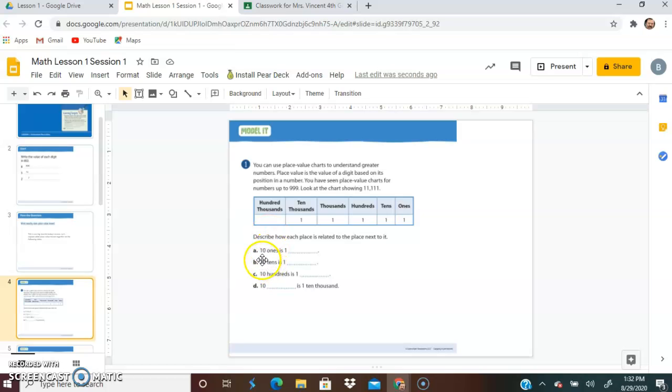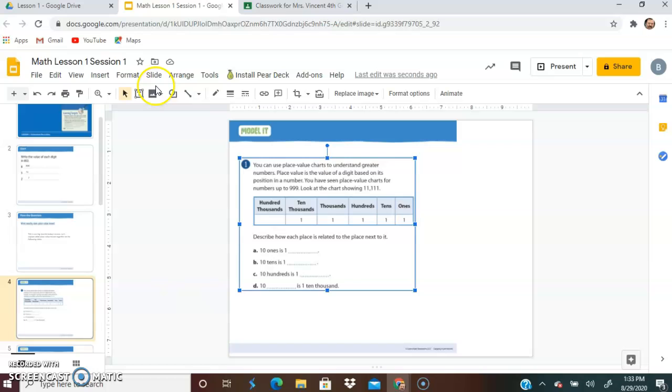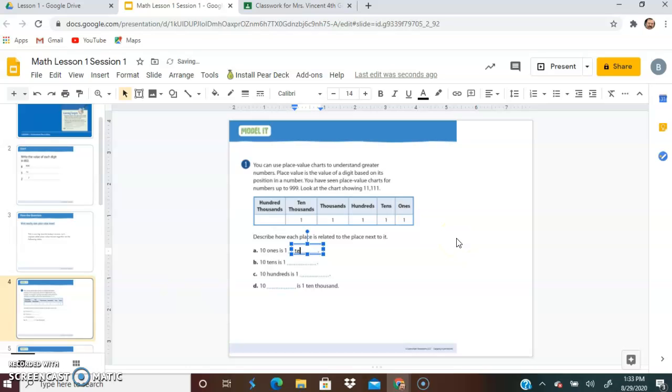If we think about 10 ones is 1, what place value would go here? That's right, tens. So I'm going to put a box here and type the word tens. You write that in your notebook. Okay, part B, 10 tens would be worth 1. So if I have 10 tens, I actually have 100.